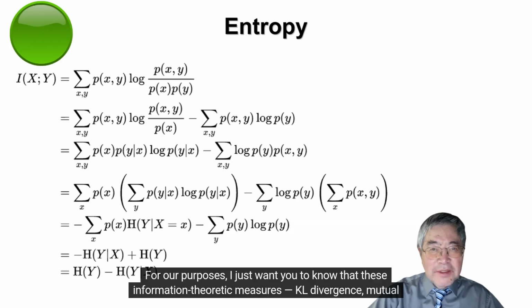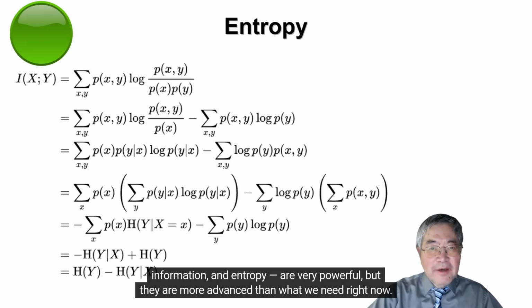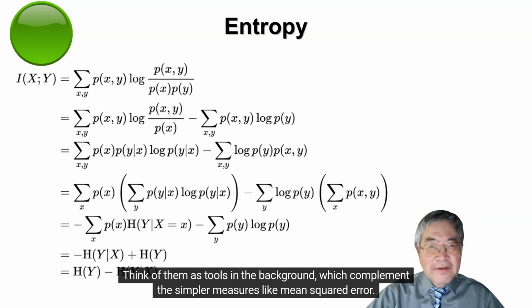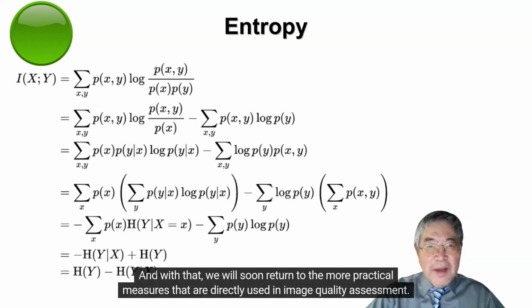For our purposes, I just want you to know that these information theoretic measures, KL divergence, mutual information, and entropy, are very powerful, but they are more advanced than what we need right now. Think of them as tools in the background which complement the simpler measures like mean squared error. And with that, we will soon return to the more practical measures that are directly used in image quality assessment.